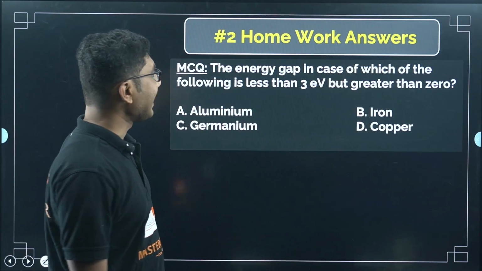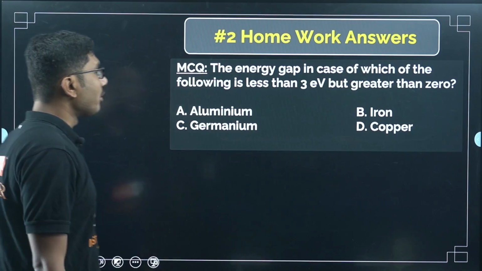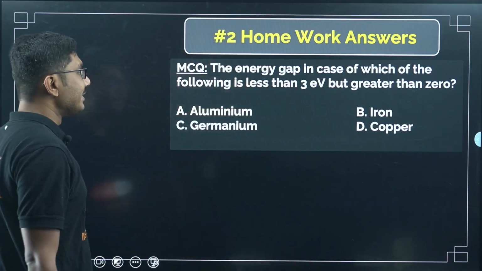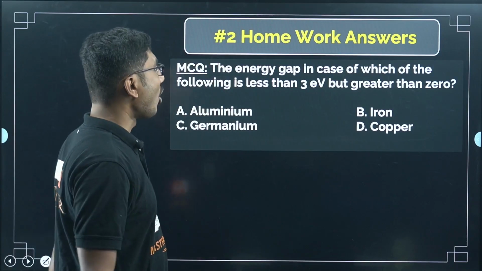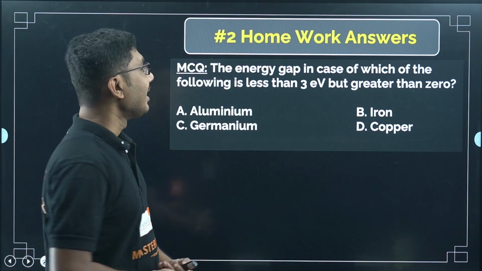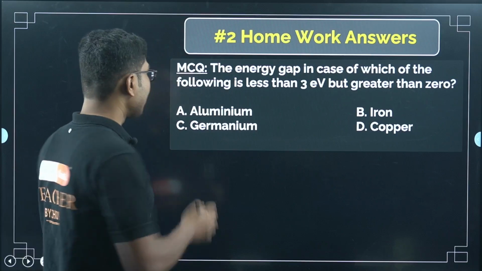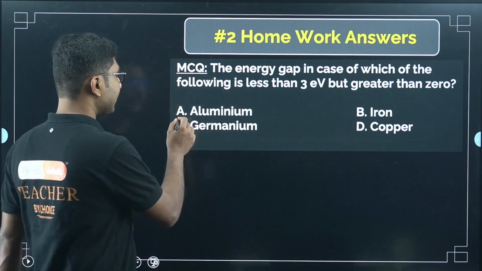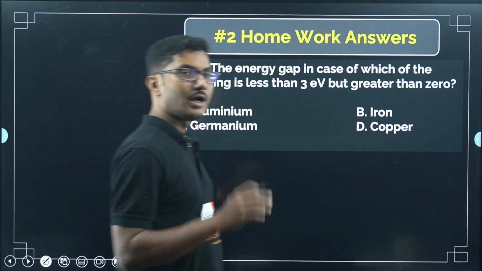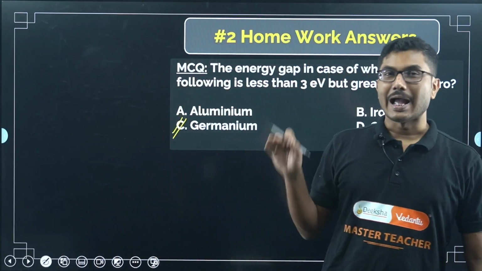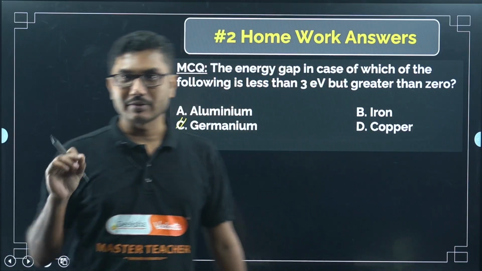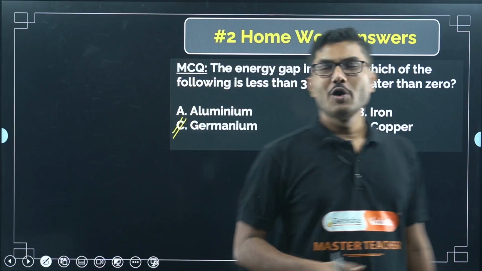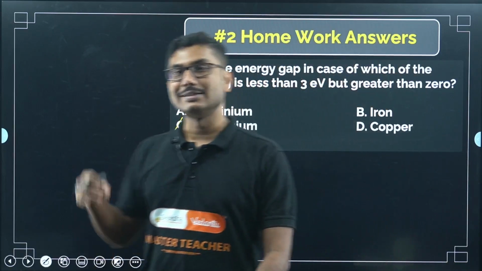Okay, the energy gap in case of which of the following is less than 3 electron volts but greater than 0? As we discussed, the energy gap for all the metals should be 0. Okay, so aluminium is 0, iron is 0, copper is 0. So only for germanium it is less than 3 electron volts but greater than 0. It is not 0, as we have seen it is 0.71 electron volt. In the previous question itself we have seen that it is 0.71 electron volt. For other metals it is always 0.